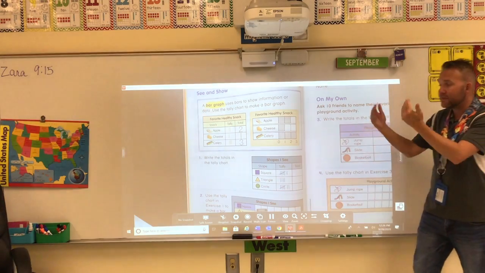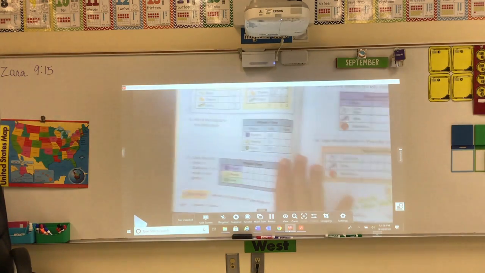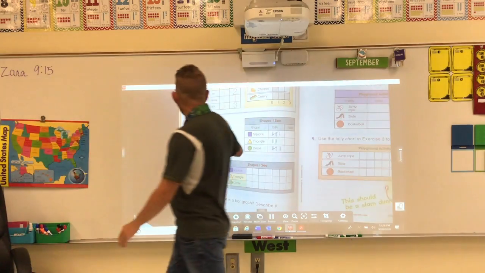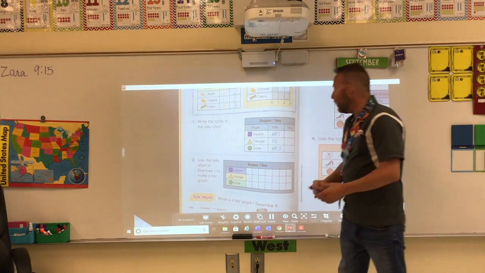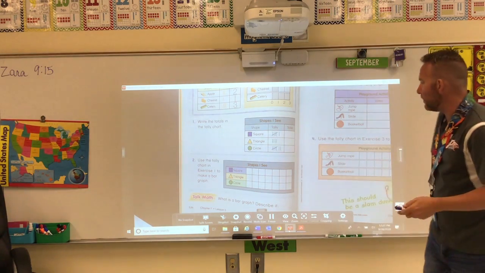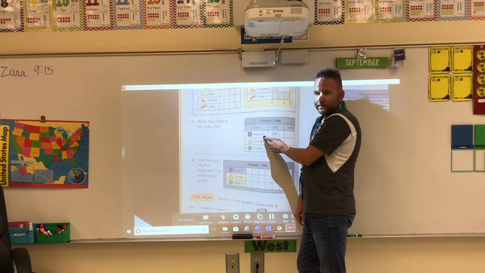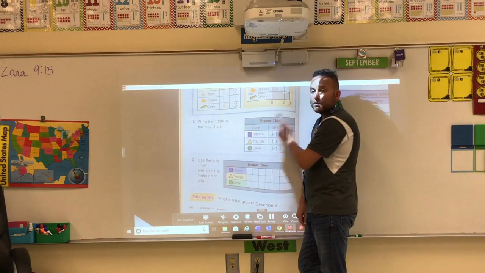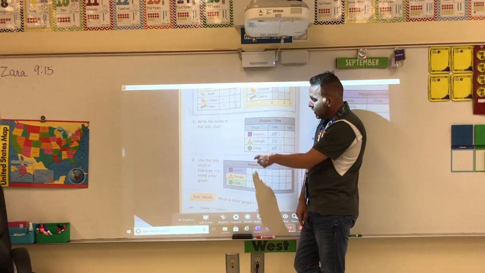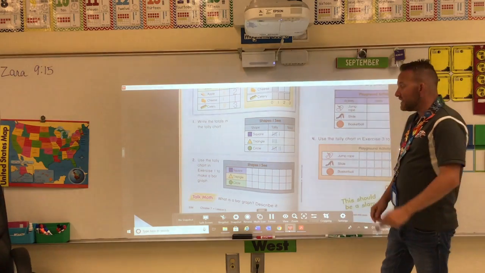Okay. So now we have to move on. We're going to make our own. So the first thing we're going to do is this. It says, number 1, write the totals in the tally chart. Well, shapes I see is the title of my bar graph, okay? What shape word is this? Square, because you could use your picture cue. What does this say? Triangle. Triangle has the blend. What does this say? Circle.